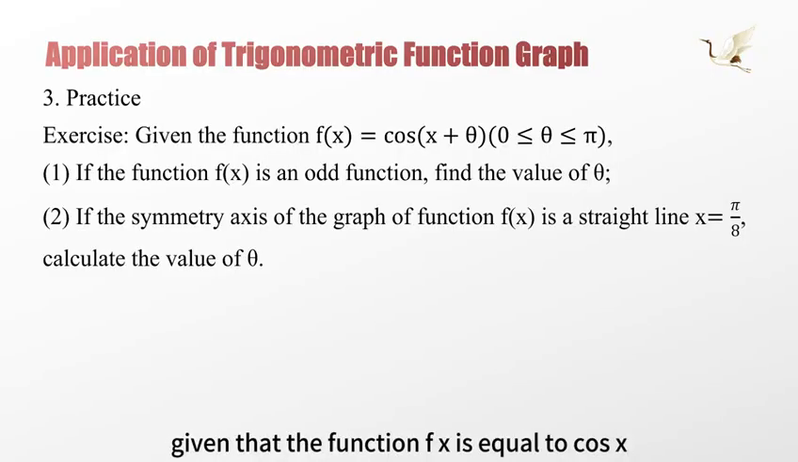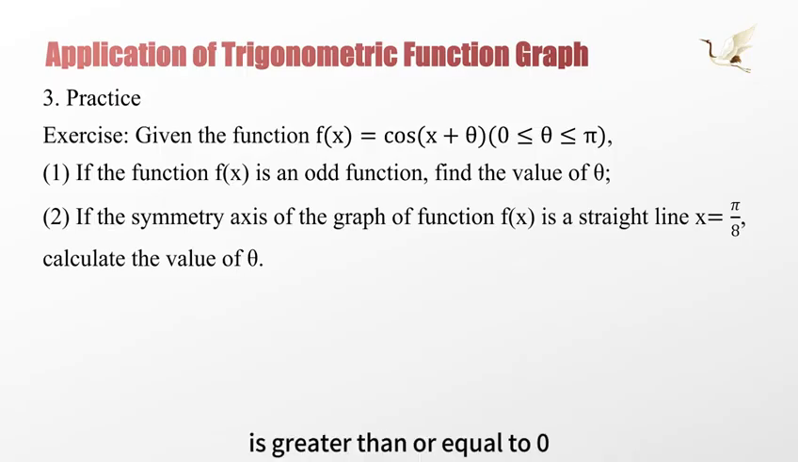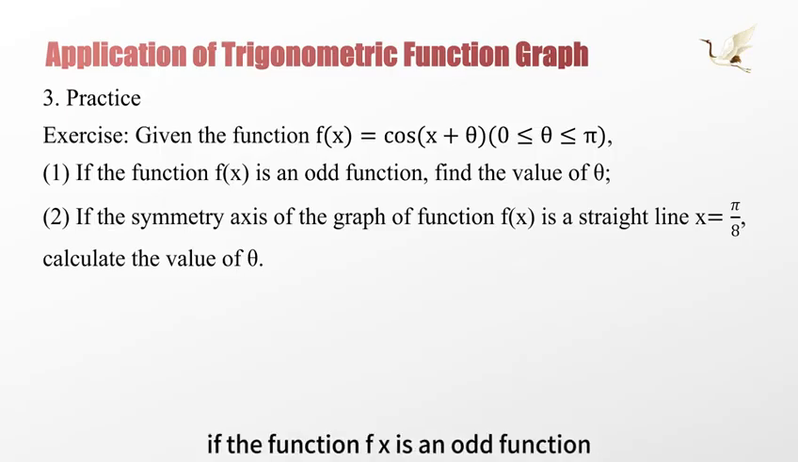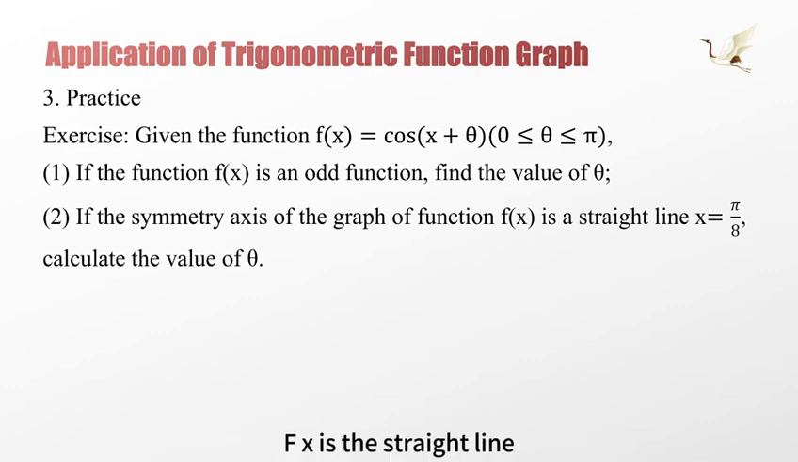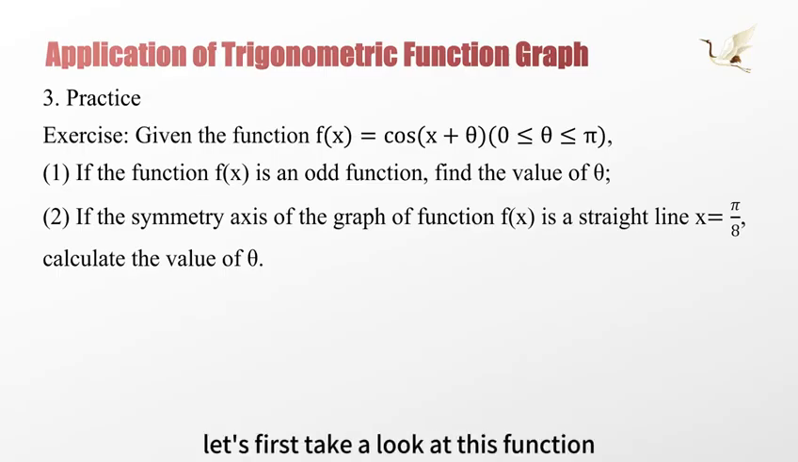Given that the function f(x) is equal to cosine (x plus φ), φ is greater than or equal to 0 and less than or equal to pi. The first question is, if the function f(x) is an odd function, find the value of φ. The second question: the symmetry axis of the graph of function f(x) is the straight line x equal to 1/8 of pi. Find the value of φ. Let's first take a look at this function.